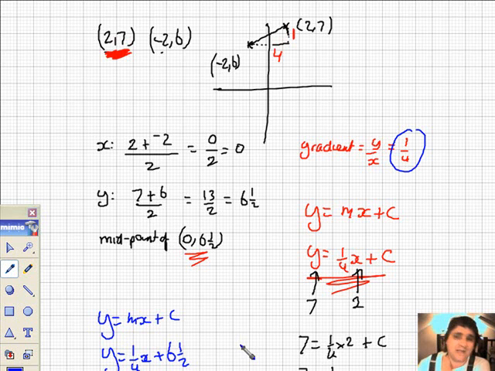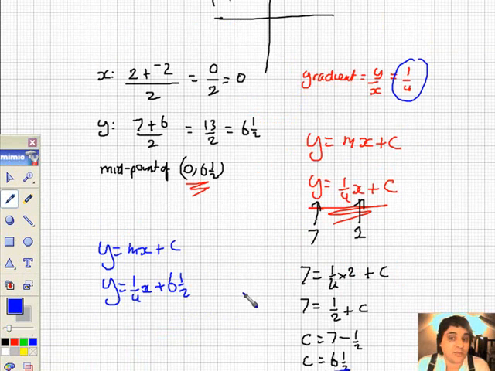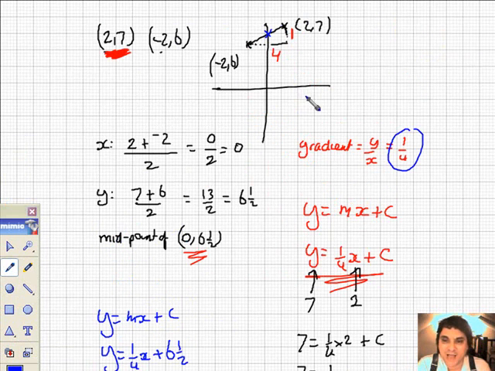Now, if you don't trust the answer, I suggest you go away, plot a quick little grid, plot the point minus 2, 6, plot the point 2, 7, join them up, and just do the quick gradient yourself, like I've done there. And you see right there, you've got the point 0, 6.5, and it is in fact the intercept as well, because 0 is on the x-axis and 6.5 is on the y-axis. Therefore, that is the intercept, and I'm happy with that. And I will stop for now because it's getting a little bit long.